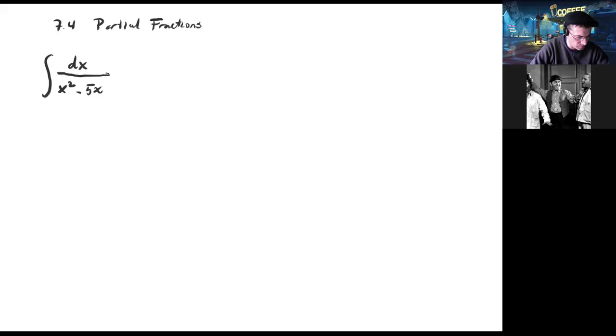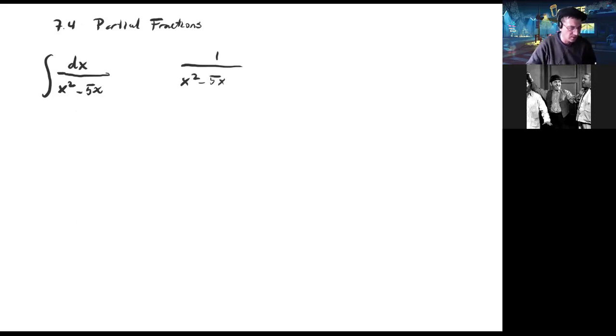So let me pull up the whiteboard. Okay, so 7.4, which is the technique of partial fractions. Okay, so last time on the worksheet, I gave a problem which we kind of got stuck on. It wasn't a complete waste of time though, because it's a segue into this lecture, the integral of dx over x squared minus 5x. The problem was this expression, x squared minus 5x.